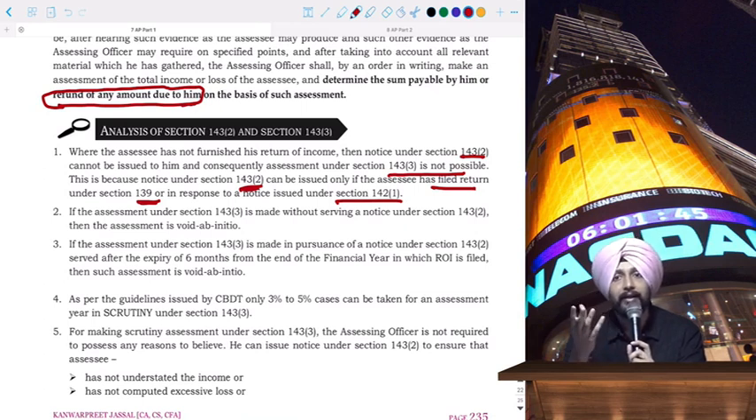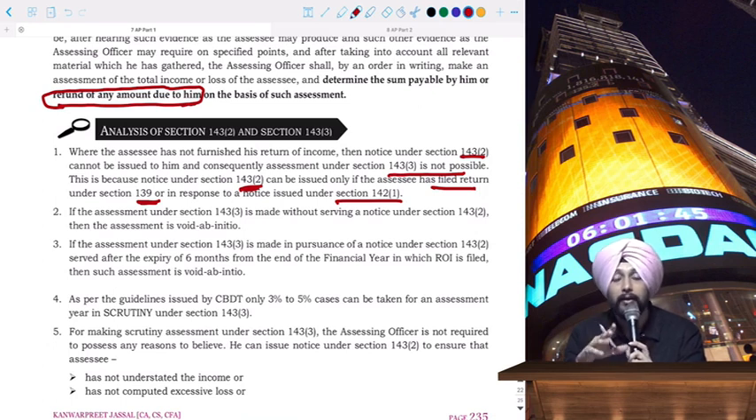But sir, in that case, if the assessee was supposed to file return of income and he did not file, what will happen? Because he has already been served a notice under 142.1, and the assessing officer asked the assessee to file return, he did not file, then the assessing officer in such cases will not do any assessments under 143. The assessing officer will straight away go ahead with best judgment assessment under section 144.